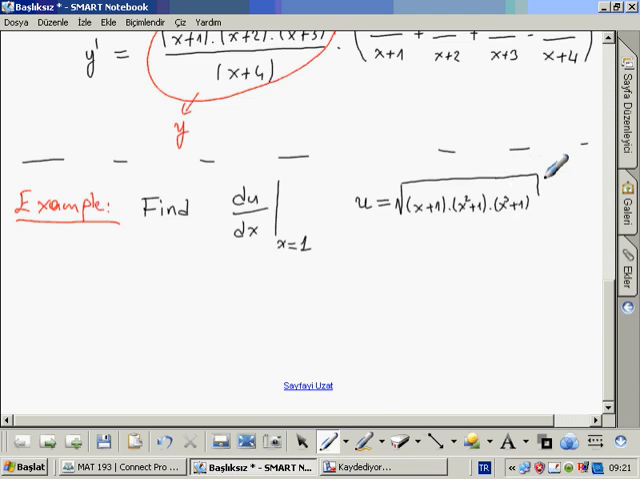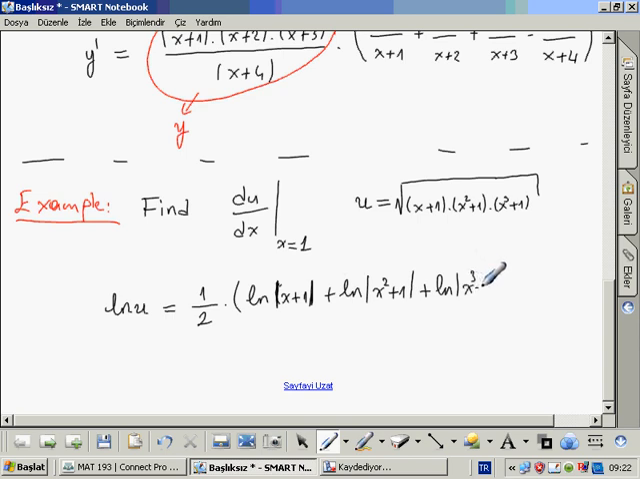Take the natural logarithm of both sides of the equation, and you will obtain ln u equals 1 over 2 times ln of x plus 1, maybe it can be written like that, plus ln of x squared plus 1, plus ln of x cubed plus 1, right?